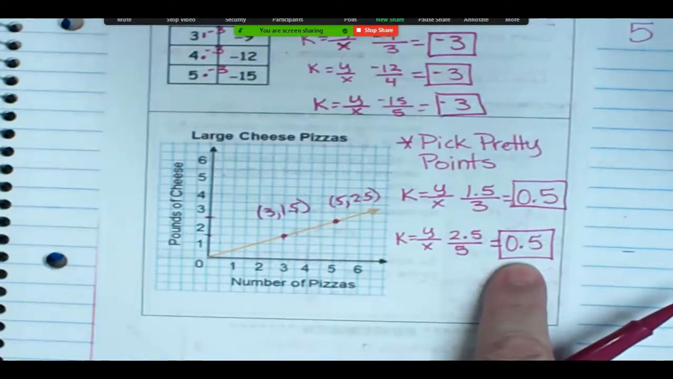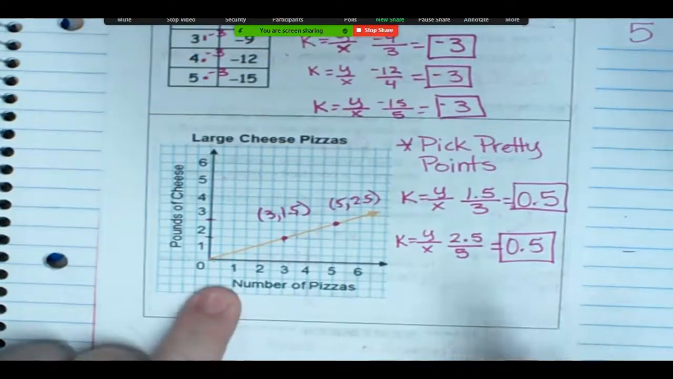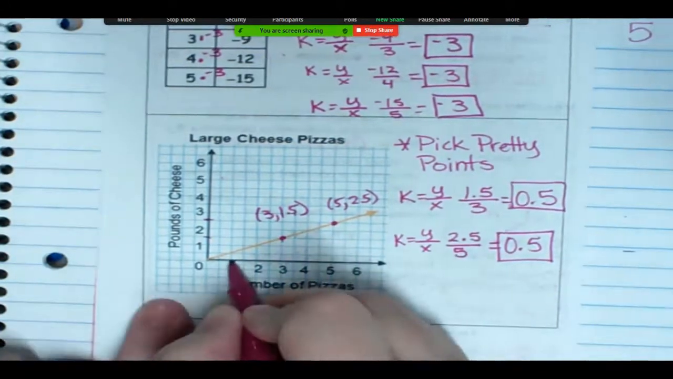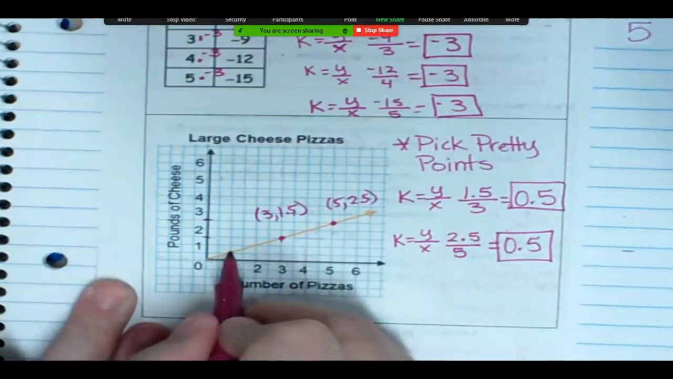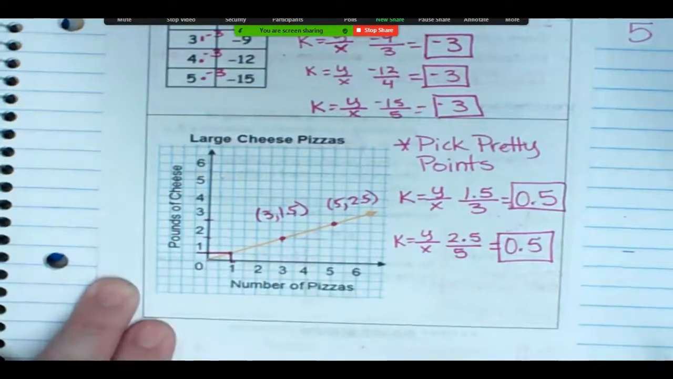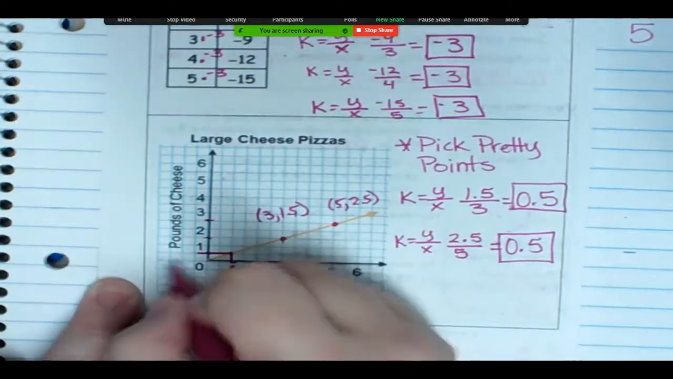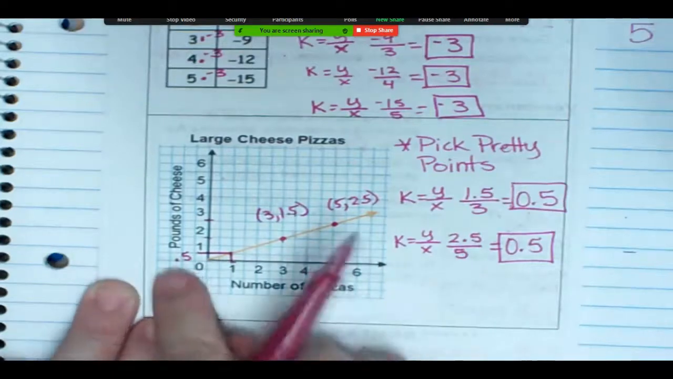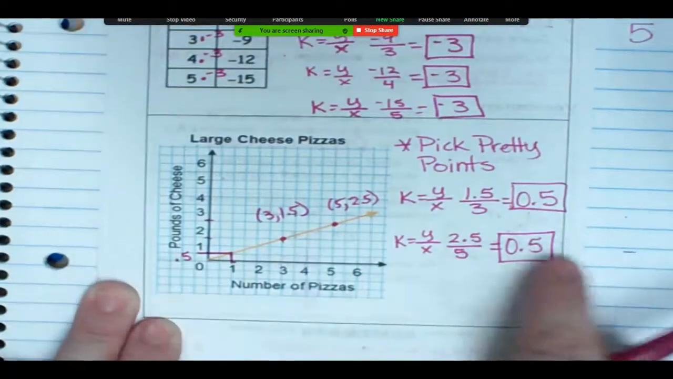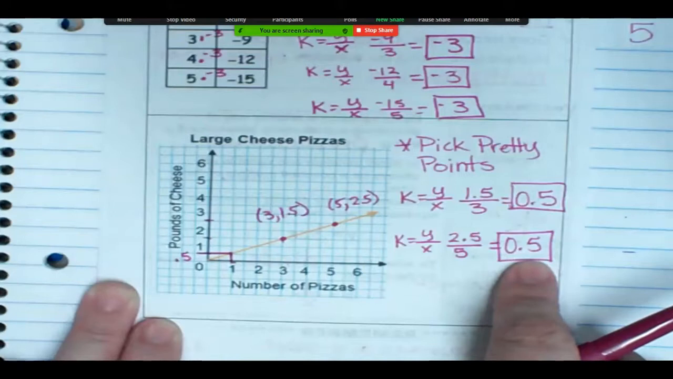Now, remember when I told you back in 6th grade, we talked about unit rates, and I told you that the constant of proportionality is the same as a unit rate? What is unit rate trying to find? It's the amount for how many? Just one. Well, look at my graph. If I'm looking at one pizza, how many pounds of cheese is that? 0.5. That's the same. My unit rate is the same as my constant of proportionality.